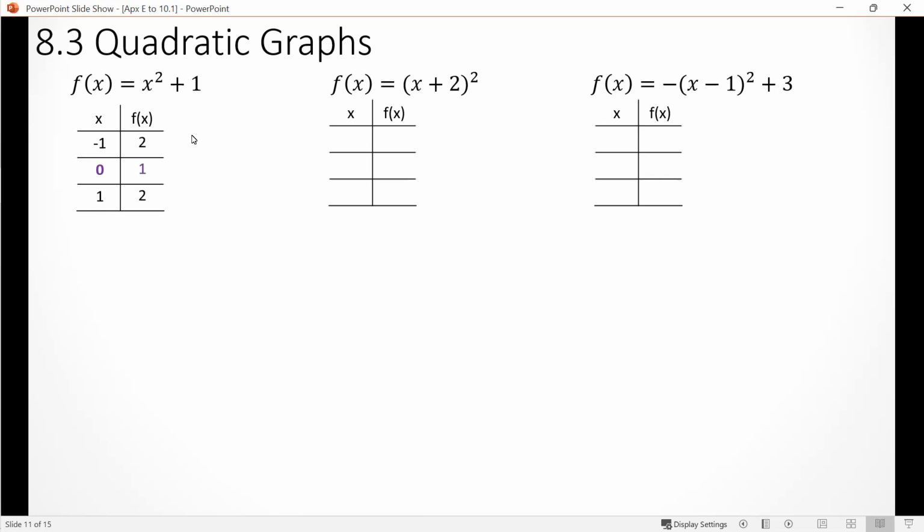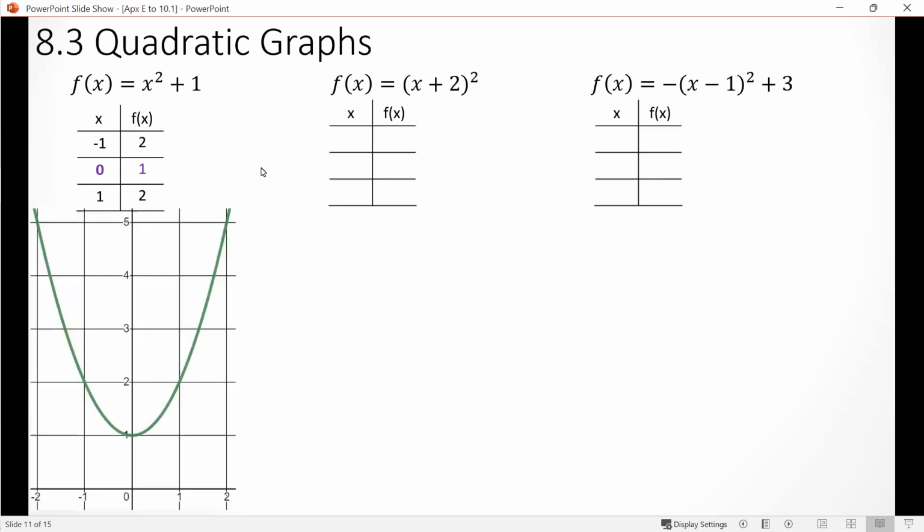When we plug those in, we get, for the output of our entire function, 2, 1, 2. So we know that 1 really is that lowest point. And if we graph that, you can see that that point, x is 0, y is 1, is the lowest point on our graph. So we did a good job including the point x is 0, right?